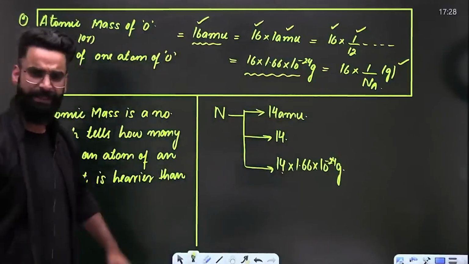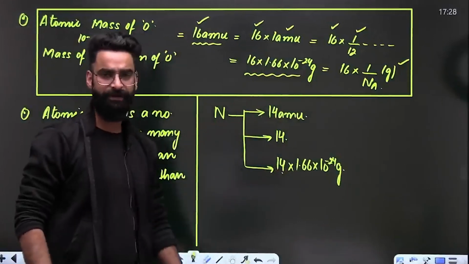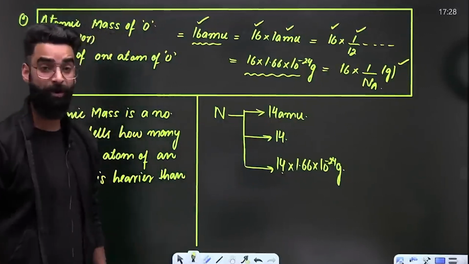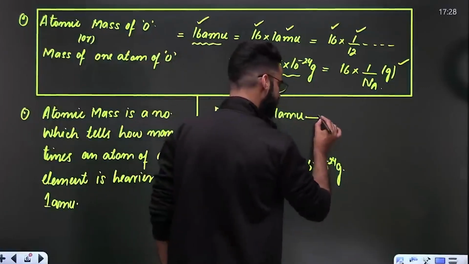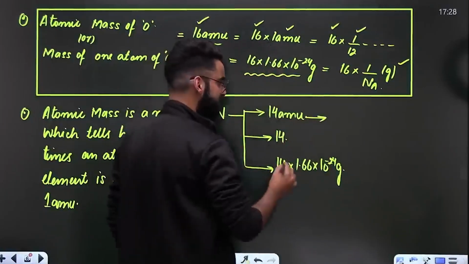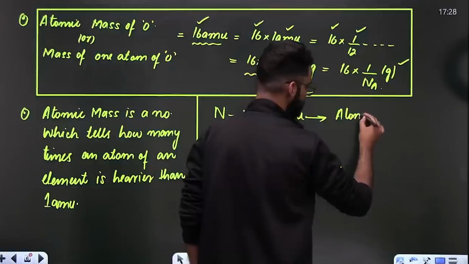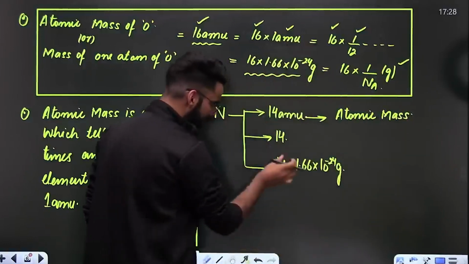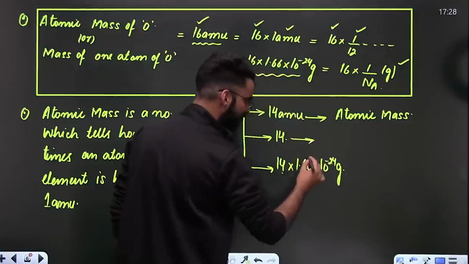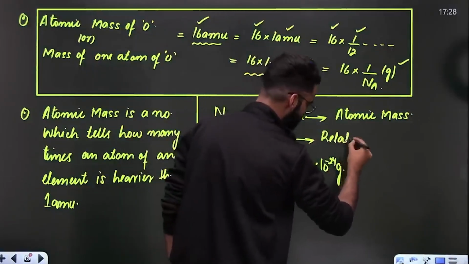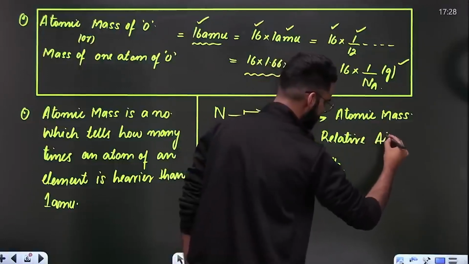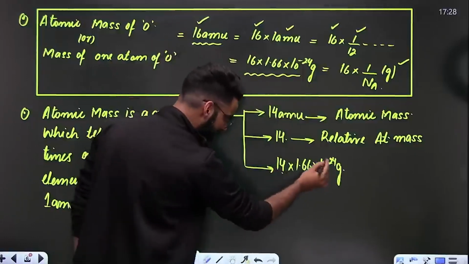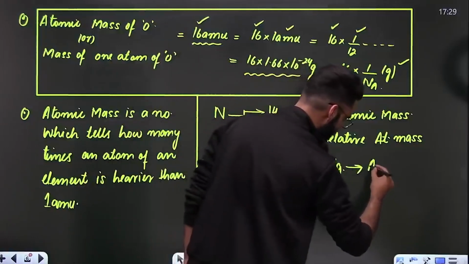If you ask me whether all these terminologies are the same or different, let me tell you, this 14 AMU is what you will be calling the atomic mass of nitrogen. This 14 over here, you will be calling the relative atomic mass of nitrogen. And this particular term over here, you'll be calling the actual mass of nitrogen.